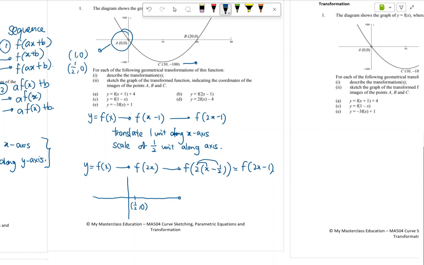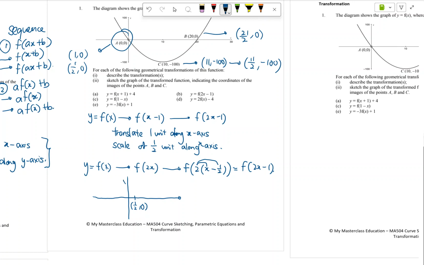Okay, this guy will move forward, will become (11, -100), then scale half unit, (11/2, -100). We are talking about the x-axis only, so it doesn't affect the y, -100. And then for this guy, this will be (21/2, 0). I move right by 1 unit and then I scale half along the x-axis.